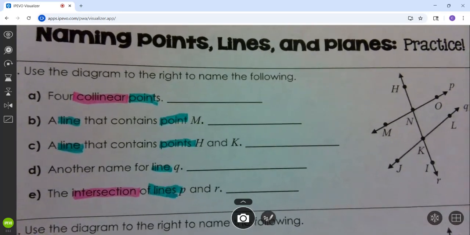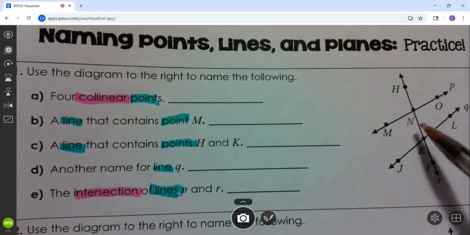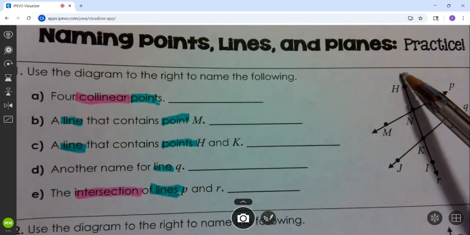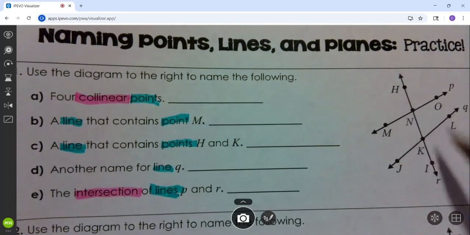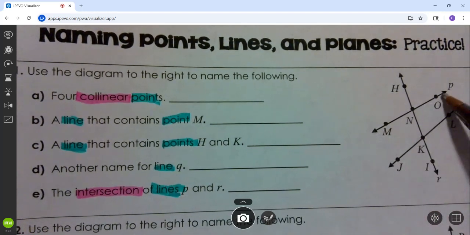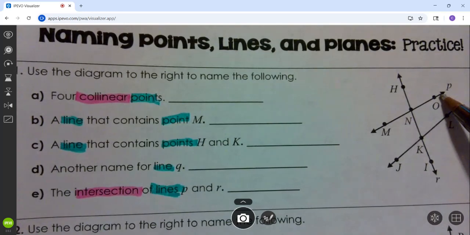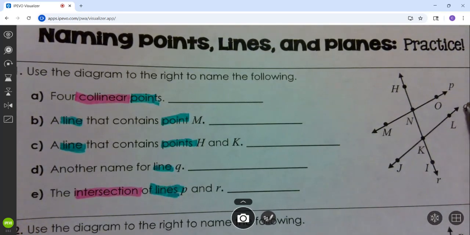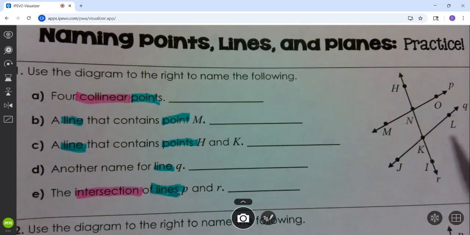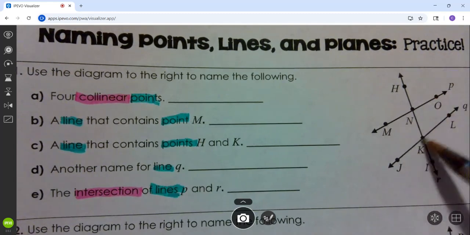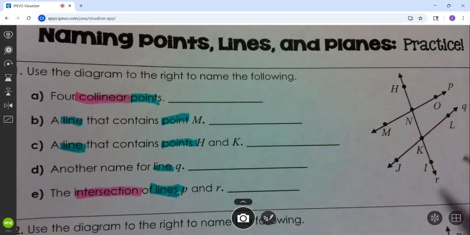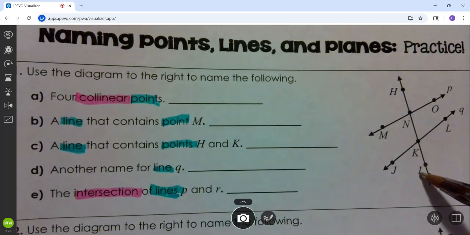So here we have this diagram. We have 1, 2, 3 lines, and remember lines have the arrows at the end showing that they go on in both directions forever and ever. So that's going to tell me by just looking at the diagram that these are lines. Also, I know they're lines because they have lowercase letters next to them. And then we have 1, 2, 3, 4, 5, 6, 7, 8 points. Remember, points are labeled next to the point you'll actually see, and it's a capital letter.